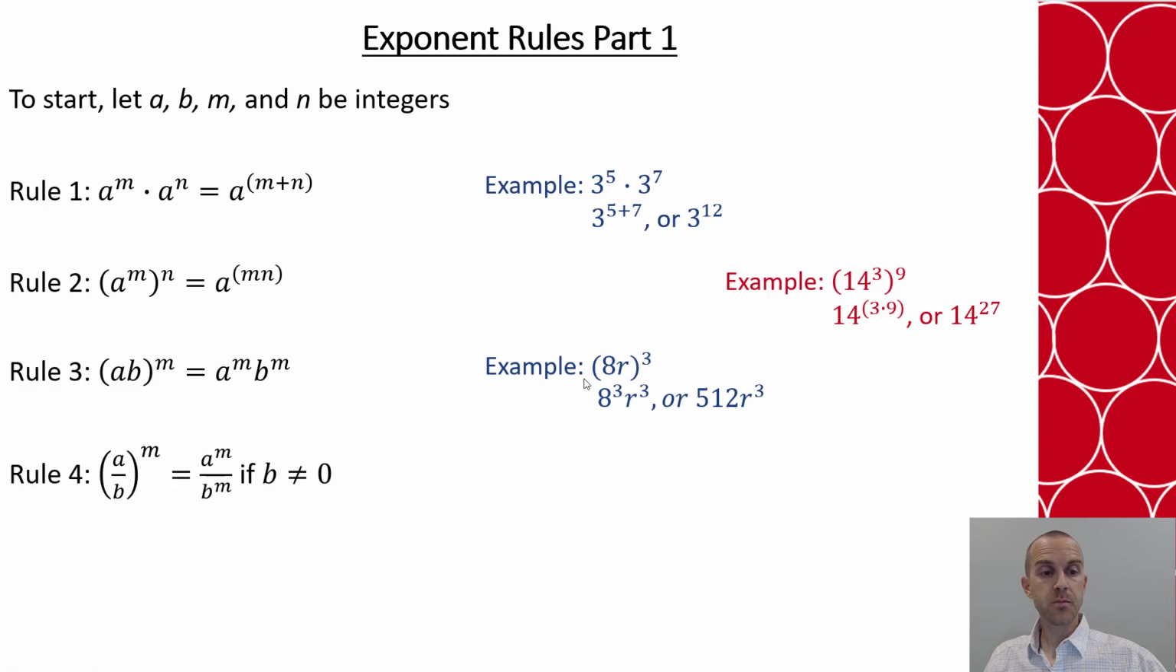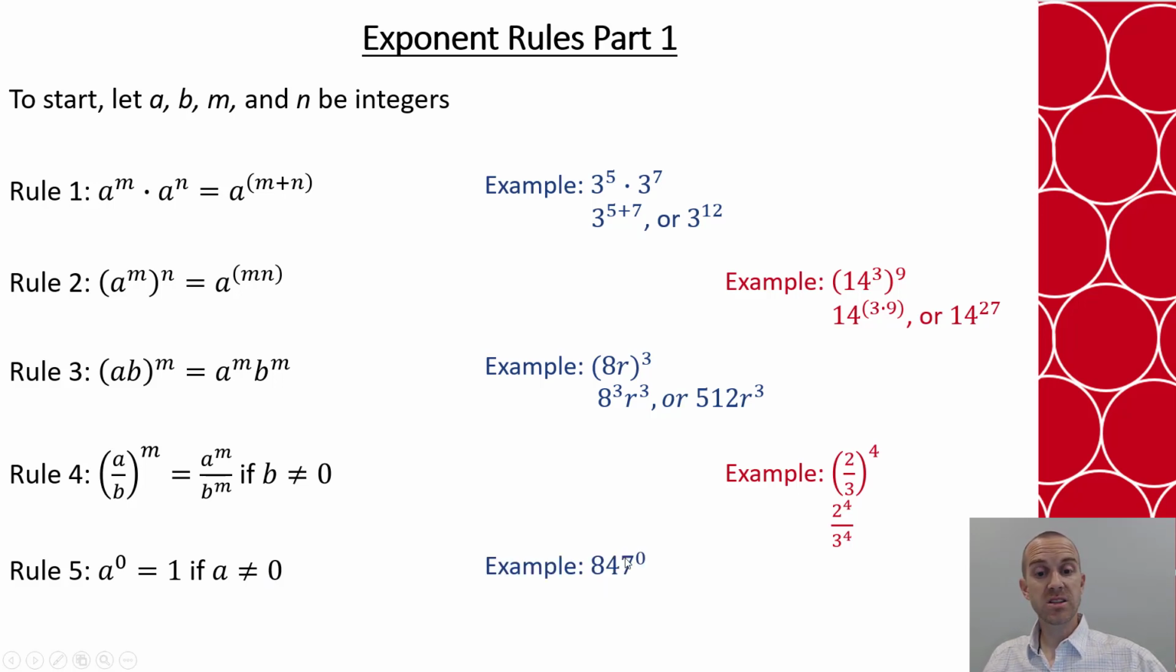the parentheses. If I can do it with multiplication, I can do the same thing with division as long as my denominator is not 0, because I can't have 0 in a denominator of any fraction. So say I had 2/3 raised to the 4th power, I could revise that as 2 to the 4th over 3 to the 4th. And finally, any number raised to the 0 always equals 1, as long as it also is not a 0 base. So say I had 847 raised to the 0, that will always give me 1.